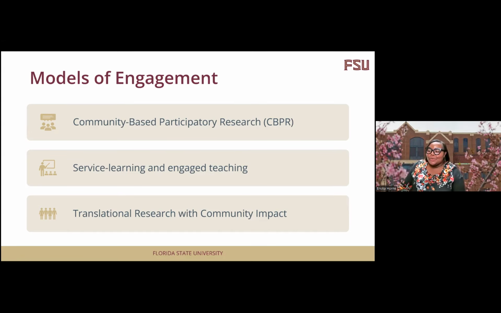And then, of course, we have translational research with community impact. That's a lot of understanding how we're moving research findings to improve practice, to help improve public health overall. It often involves community engagement, but it ensures that interventions are relevant and sustainable for different communities. And so a lot of what we do, especially within CTSA, translational science, we're taking that information and moving it from the bench to the community.